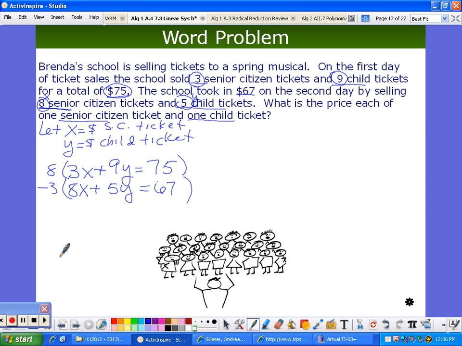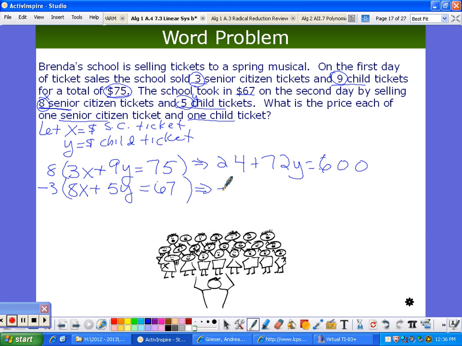And now I'm going to multiply it. I definitely need some calculator help here. So I can do the small numbers. That's 24x plus 72y. What's 75 times 8? You do have a calculator, right? Look at calculators. Type it in. All right, that's that one.